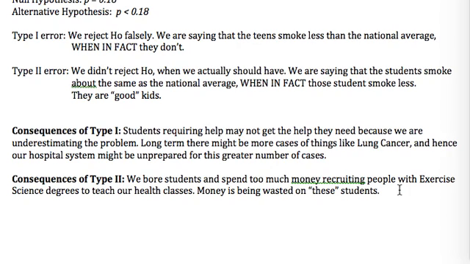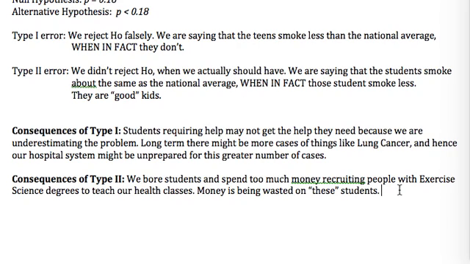Type 2 error. We failed to reject H sub O. In other words, we say they're innocent, but in fact they were guilty. Consequence? OJ walks, exactly. We let a guilty person off the hook.